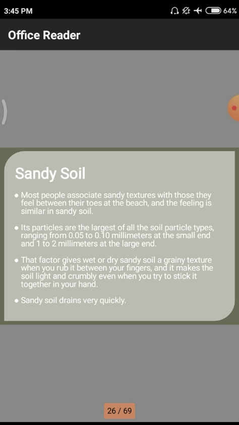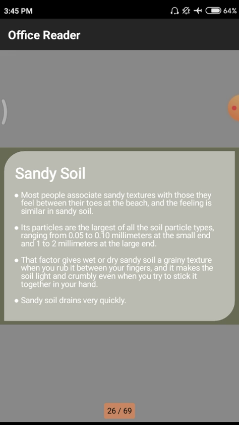We get the texture because of this rubbing between our fingers, and it makes the soil light. The water vapor evaporates, so the density of the sandy soil decreases, and we feel it as a light material. That is the major point.